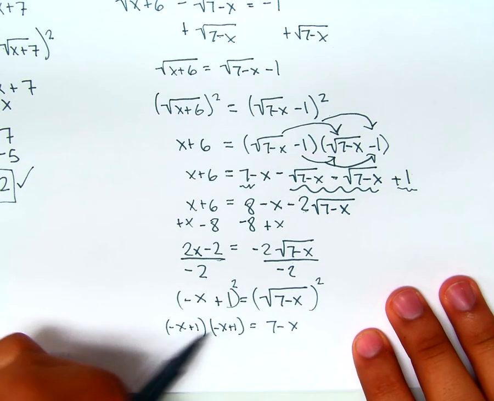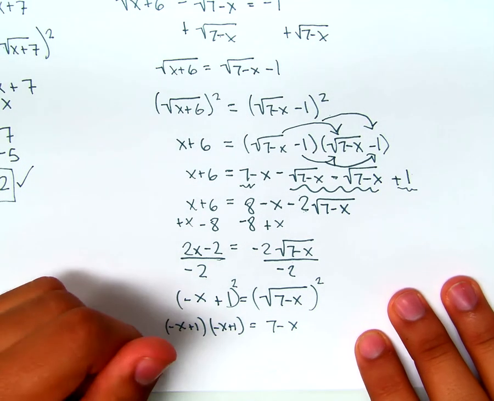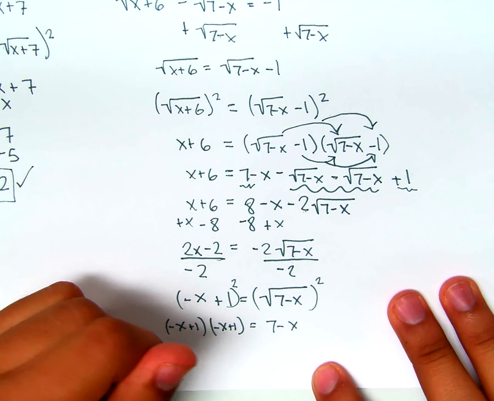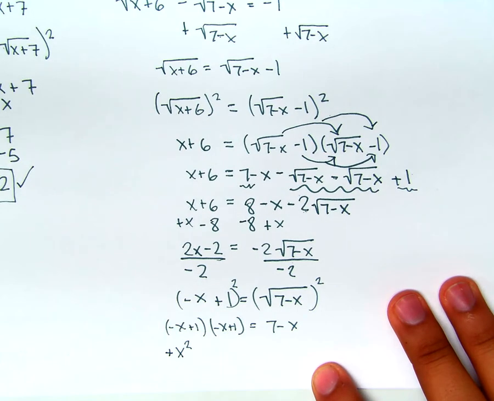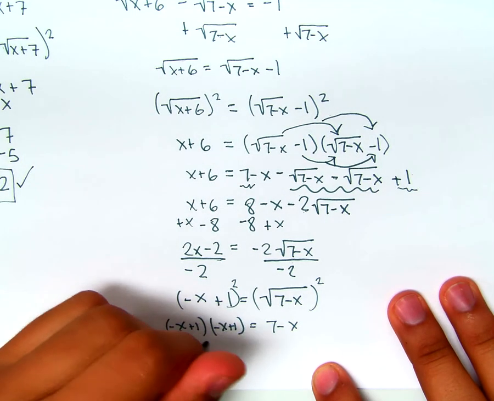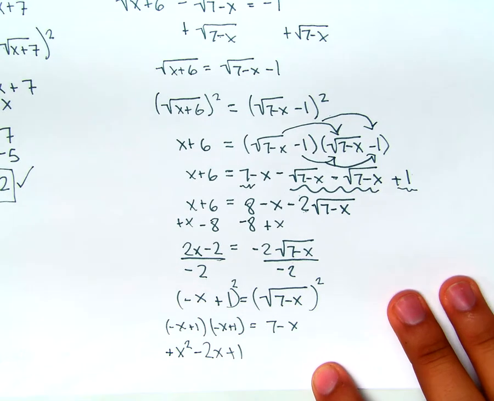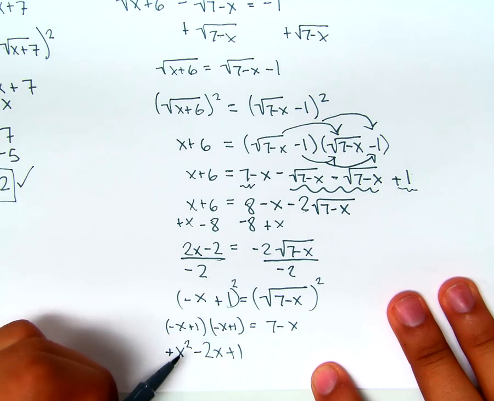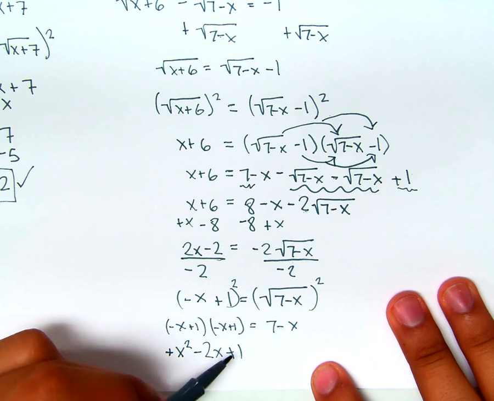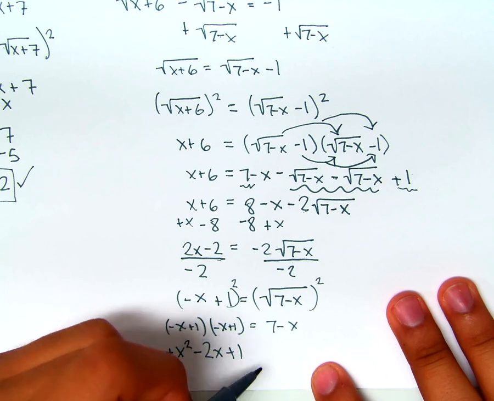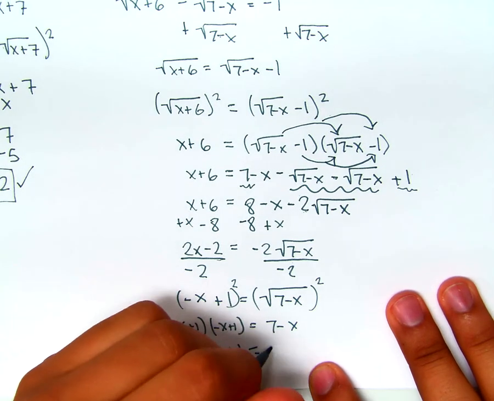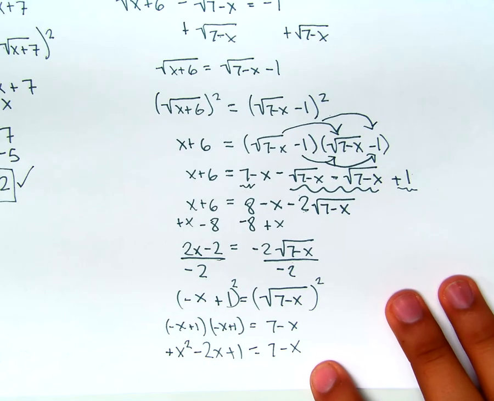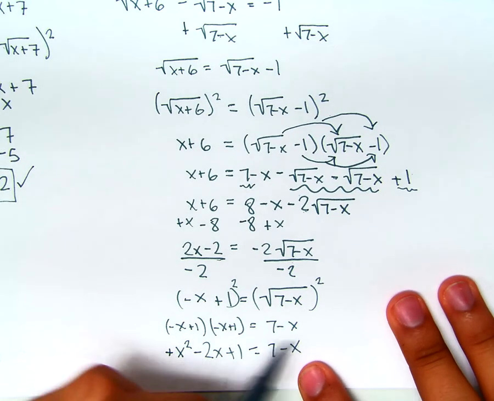Now we distribute, multiply these together, you'll get positive x squared, and you'll get minus 2x plus 1. Okay? I just kind of skipped all the extra work, so work this out if you don't see how to get this. But when you multiply or FOIL these, you'll get x squared minus 2x plus 1. Okay? And then we just have an equation that we can solve.